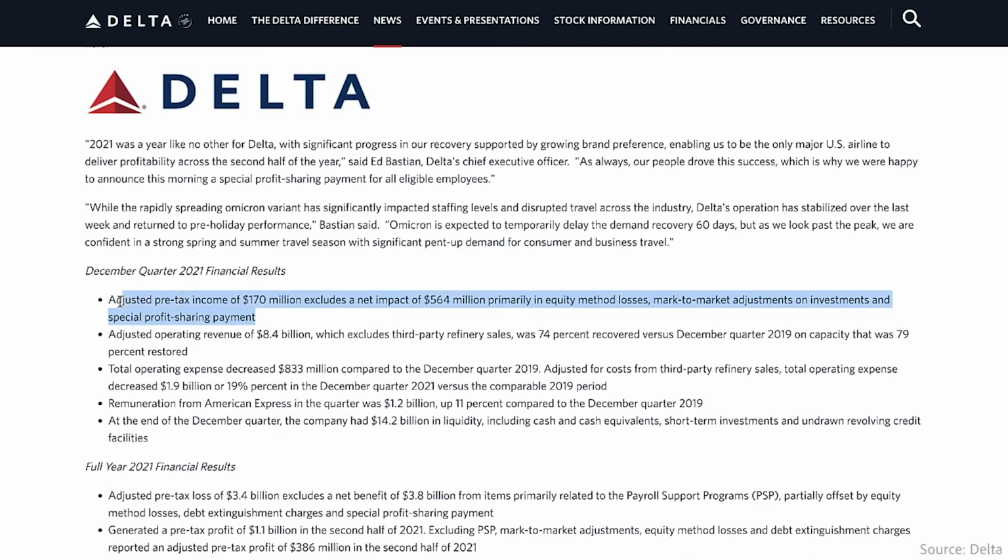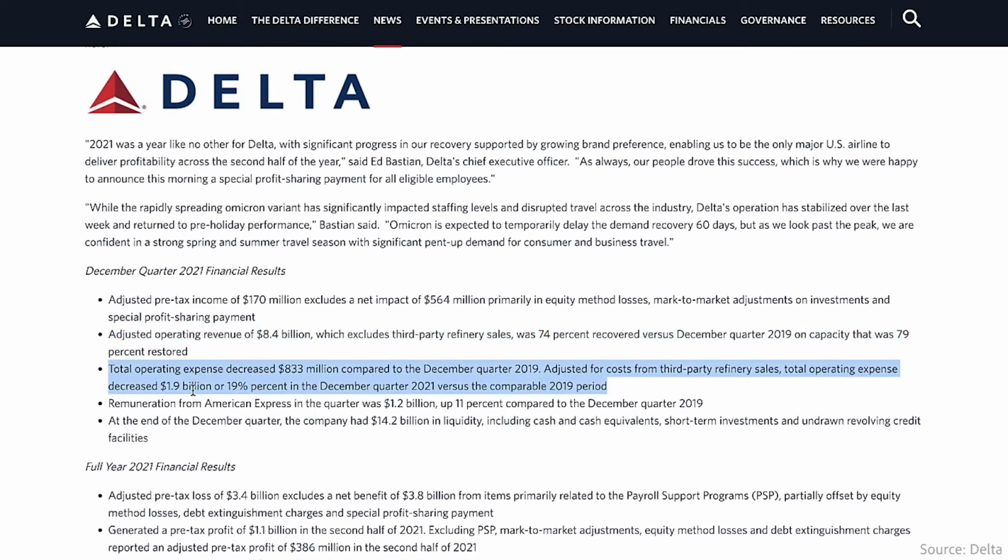Now, let's compare this to Delta's results. Delta broke out its adjusted pre-tax income, adjusted operating revenue, and total operating expenses compared against Q4 of 2019, as well as its remuneration from American Express, which was up 11% compared to Q4 of 2019.